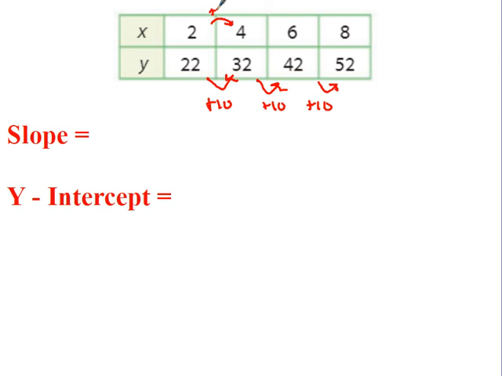I'm going up 2, up 2, up 2. Yep, looks good to me. Okay, so that means my rate of change is constant. So now I can figure out what my slope is. My slope is my rate of change. Well, it's the change in y over the change in x.